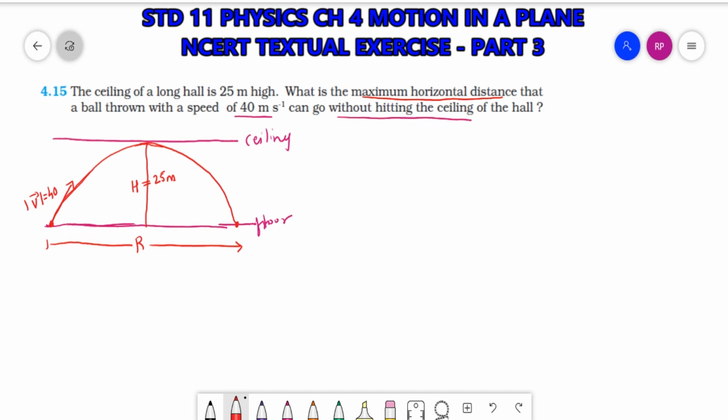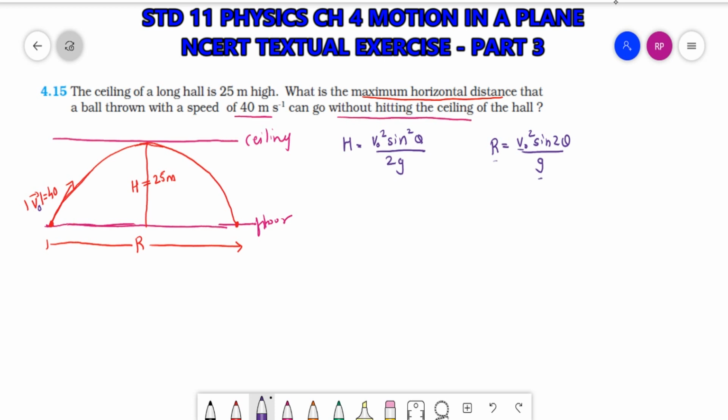Okay, so now what is the formula for the height? The formula for the height, h is equal to u square, or I will say v0 square sine square theta upon 2g. The formula for the range is equal to v0 square sine 2 theta upon g. Here this velocity I will say as v0 because this is the initial velocity. So now we need to find out the range. We have the value of v0, we have the value of g as 9.8. We need to find out the value of sine 2 theta.